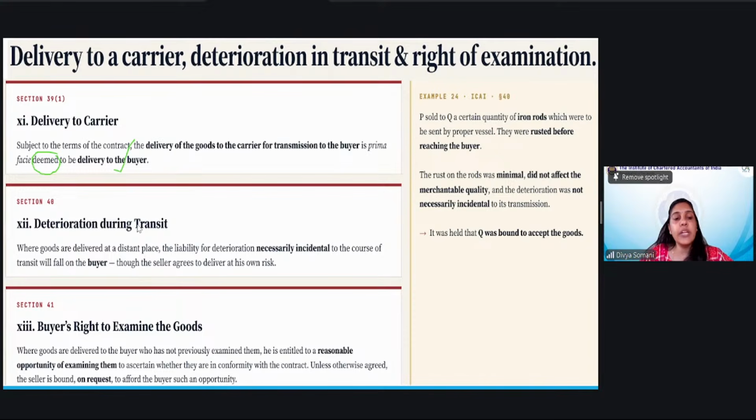Next, deterioration during the transit. Deterioration during the transit, the goods have been damaged during transit.